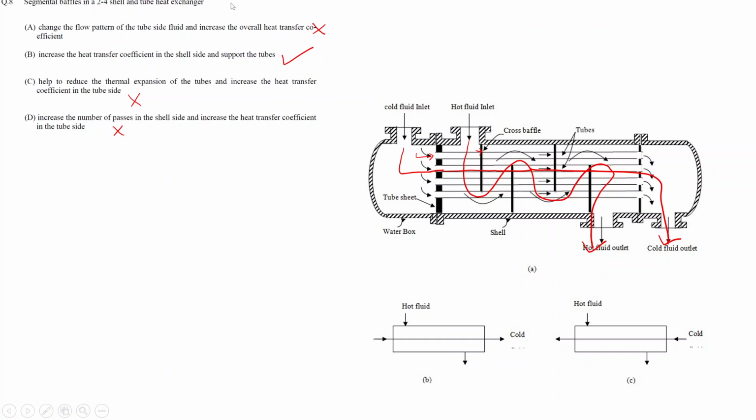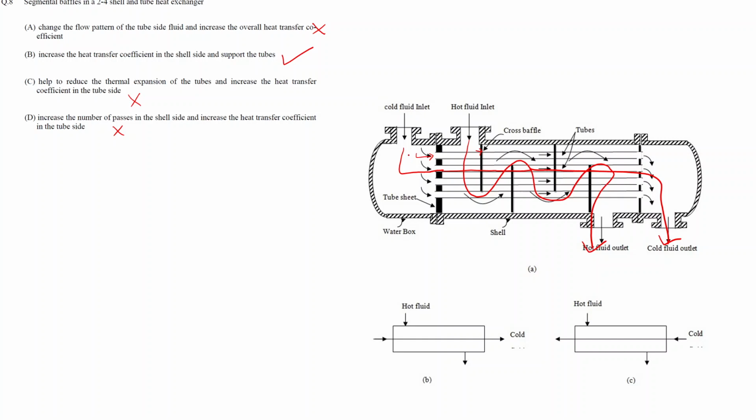Similarly, if we look at the 2,4 exchanger, basically it will be 2 times shell pass and 4 times it will pass through the tubes. So now looking at the given options, the first one is change the flow pattern of the tube side fluid and increase the overall heat transfer coefficient.